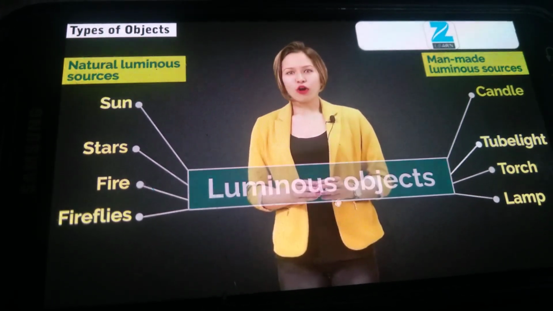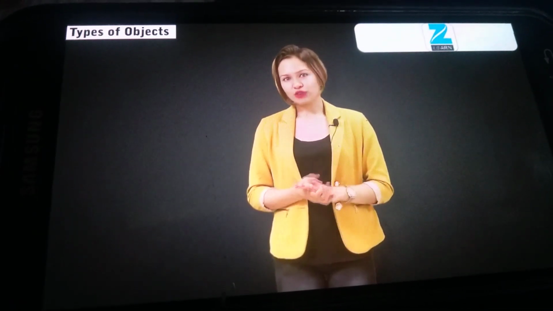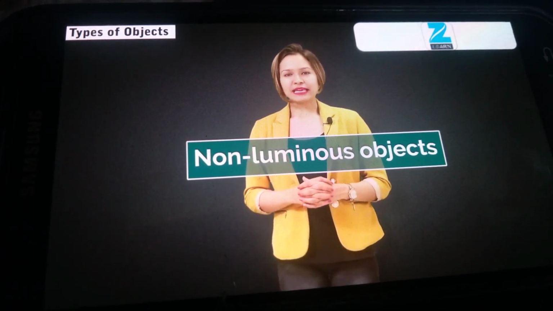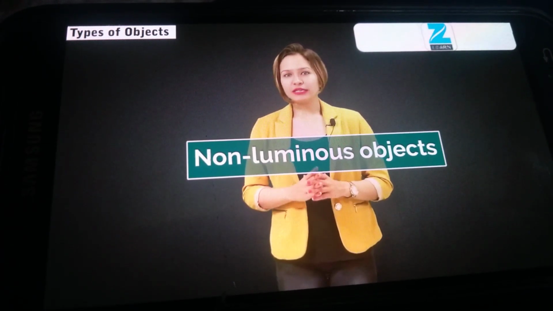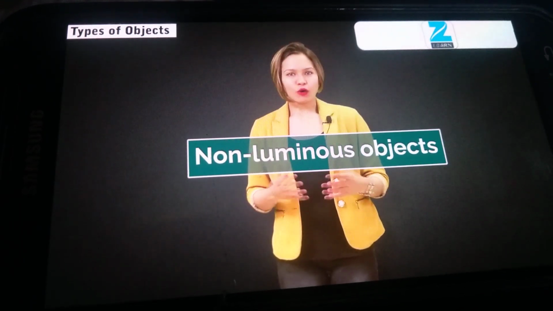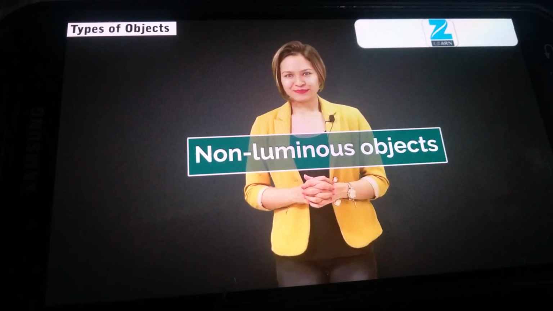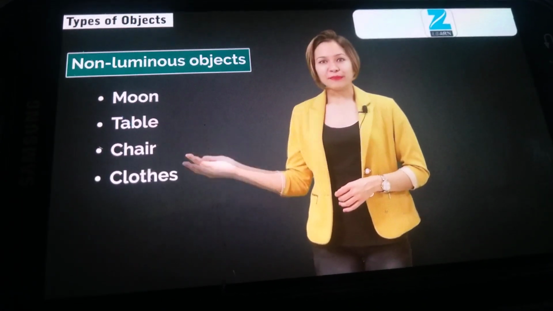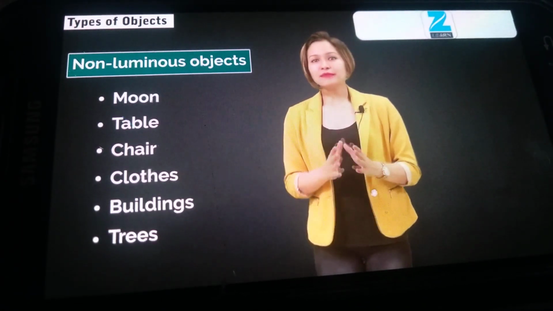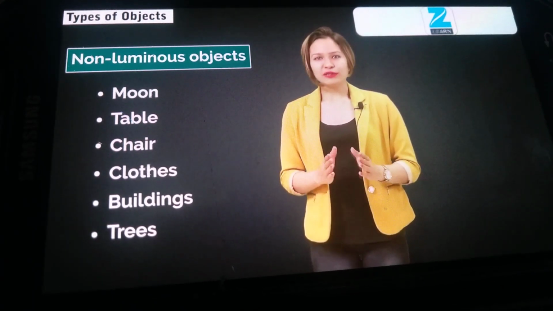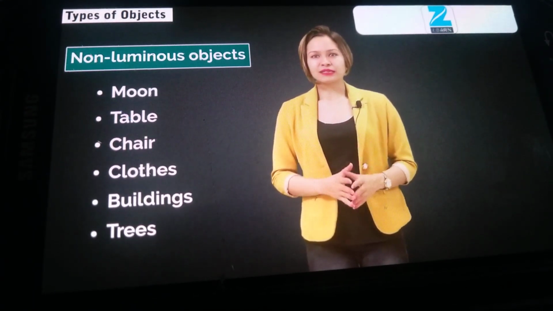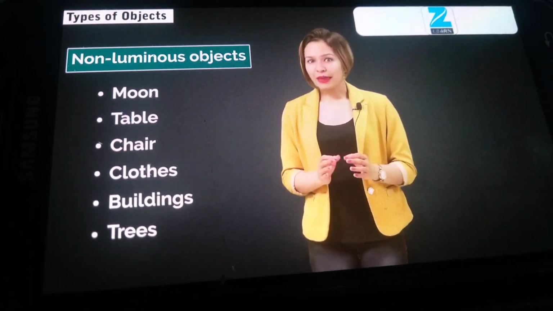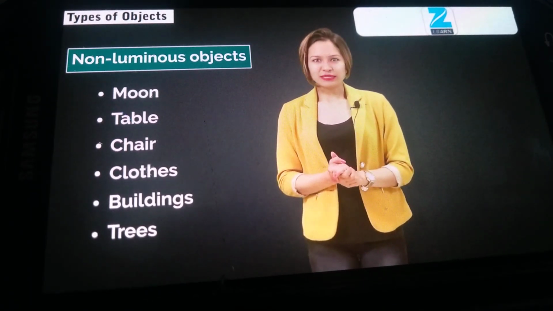Now, all other objects which are not luminous objects are called non-luminous objects. Or we can say the objects that do not give off their own light are called non-luminous objects. Moon, table, chair, clothes, building, trees are some examples of non-luminous objects. But now the question arises, if these objects can't emit light, then how do we see them?